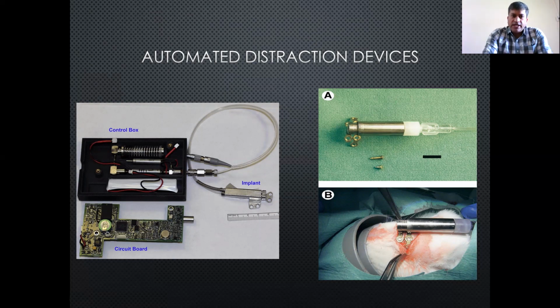Now, the major disadvantages of these automated distraction devices are, first, the size of the distractor. Because of the battery and hydrostatic pressure and everything, the size of the distractor device is quite big, and it can be a little difficult to carry. And second, and the most common major disadvantage of these distractor devices, is the cost involved. They can be significantly expensive as compared to conventional distraction devices.